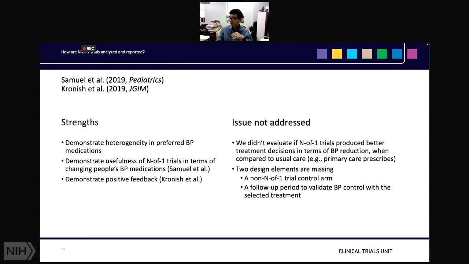The other design element that is missing from this report is that there's no additional follow-up of the outcomes of the individuals after they've selected the treatment. So again, patients selected the treatment based on the N-of-1 trial, but in some way we want to be able to reproduce the benefit in those individuals by continuing to follow up with them on the selected treatment. So this is also missing in these two reports.